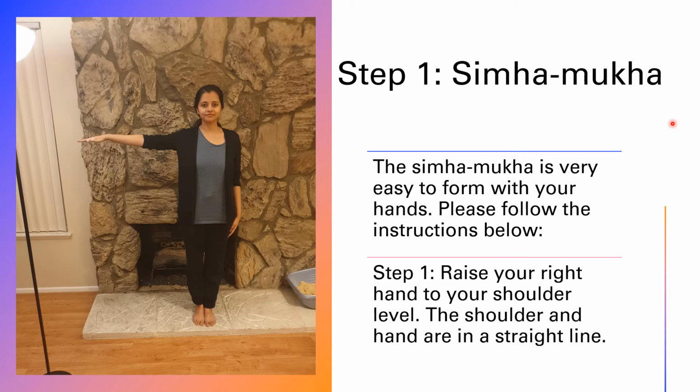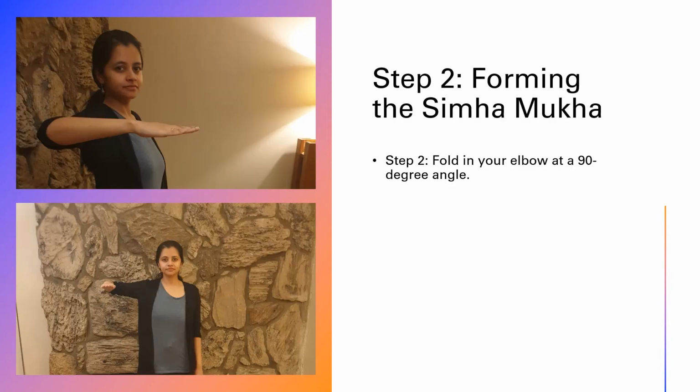Raise your right hand to your shoulder level so that the shoulder and the hand are in a straight line. You can see in my image that my entire hand from the shoulder till the tip of my fingers is in a straight line. Step 2. Now fold your elbow in at a 90-degree angle. The top image is from the side, this is how your hand will look from the side, and the bottom image is how the hand looks from the front. Just bring it in at a 90-degree angle.